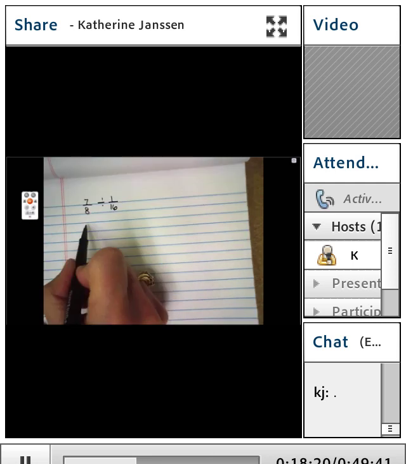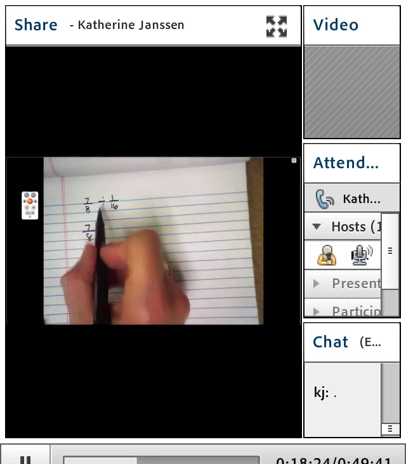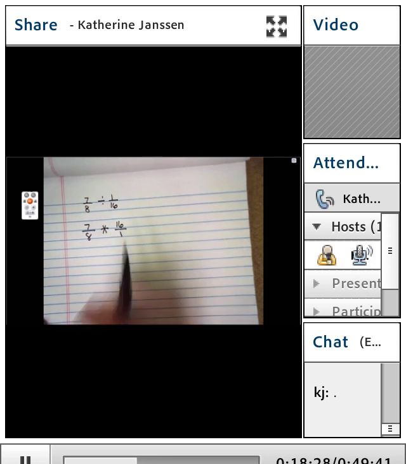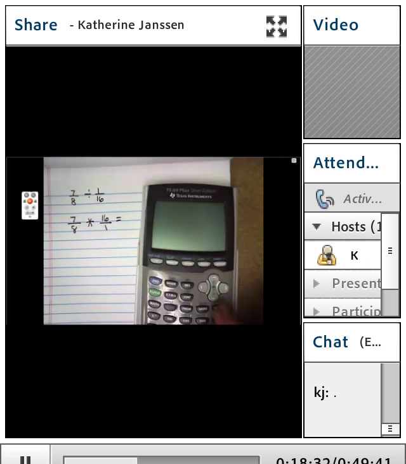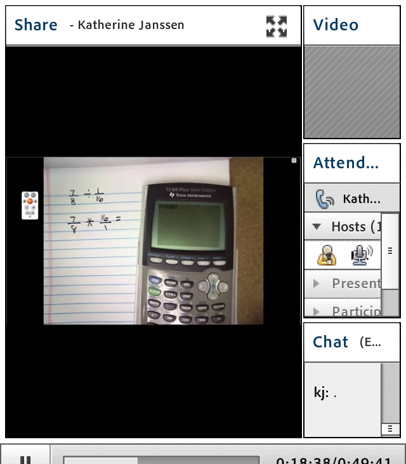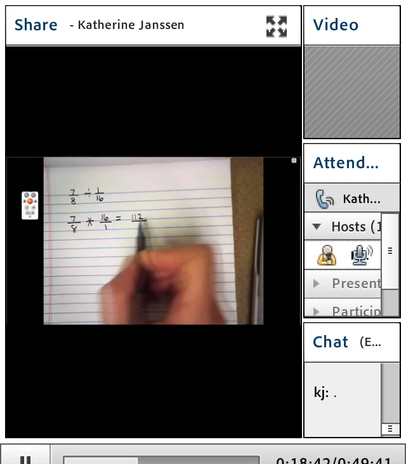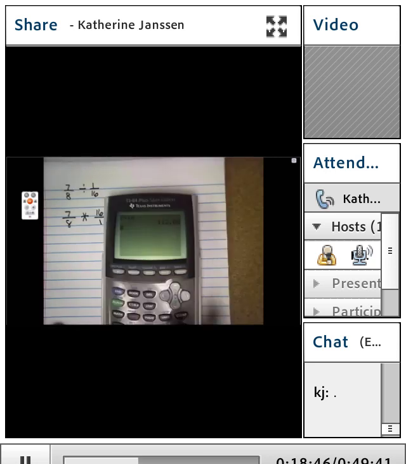7/8 divided by 1/16. Change division to multiplication and multiply by the reciprocal of the divisor. 7 times 16. 7 times 16 is 112. Multiply the denominators, it's 8. And 112 divided by 8 is 14.